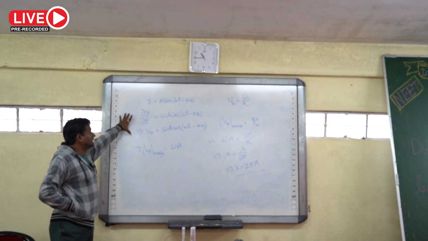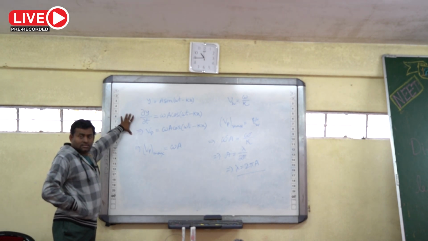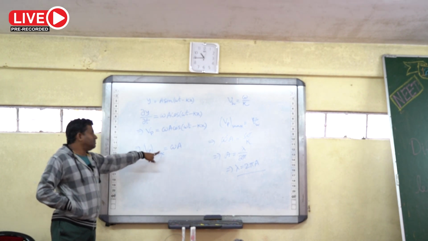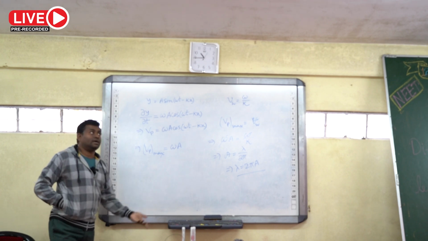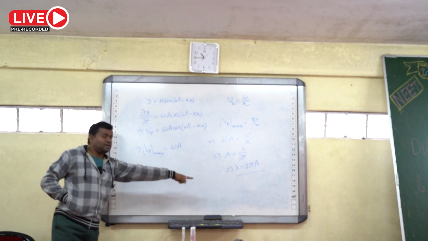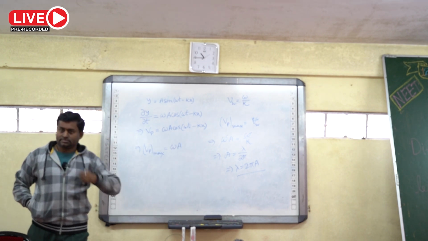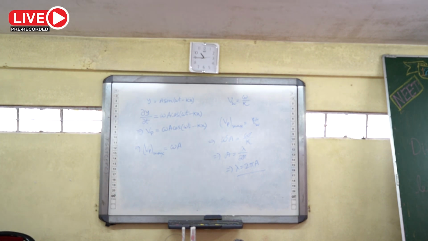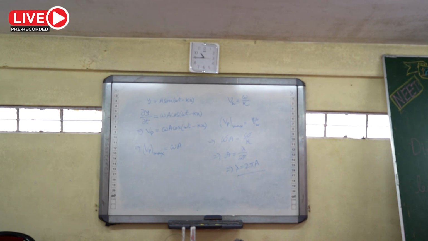So all these things that I have calculated, that is not required. If you can remember directly that the maximum particle velocity will be omega a, directly write that step and calculate. But if you forget, then from the equation you have to differentiate and find out what the maximum particle velocity is.